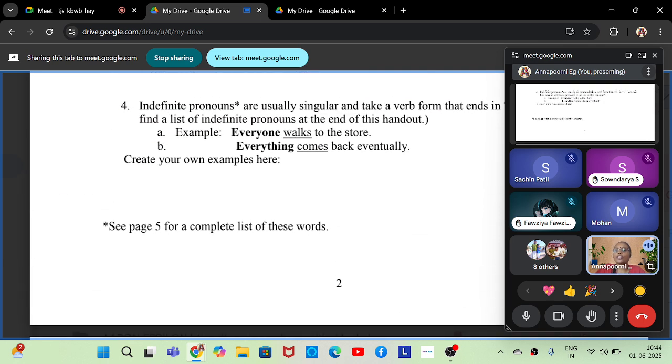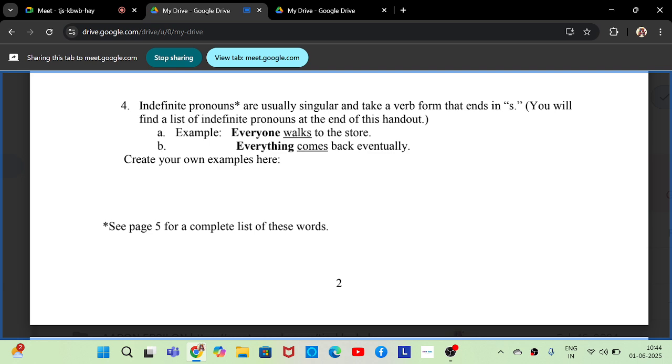So this is how we have to use everyone, everything, everybody, someone, something, somebody, no one, nothing, nobody, then anyone, anything, anybody, then each, either, neither, and one. For one, you can say one of the students is intelligent, or one of the students writes the homework, one of the kids plays in the park, etc.